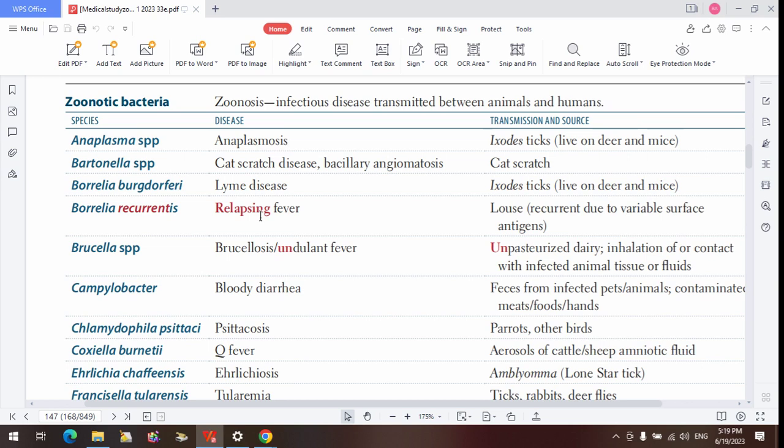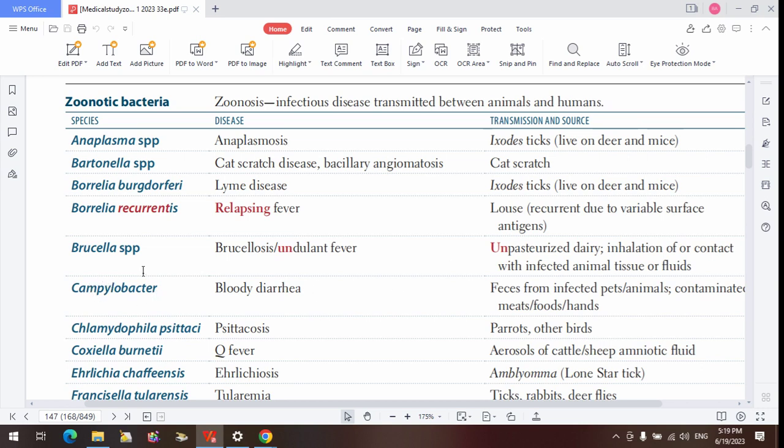So fever, joint pain, muscle pain, headaches, and the implicated vector is the louse. The louse is what is carrying that Borrelia recurrentis. It's not very high yield, but I just want to mention that once we see louse, we are thinking of some things, especially Rickettsia prowazekii, Borrelia recurrentis, louse.